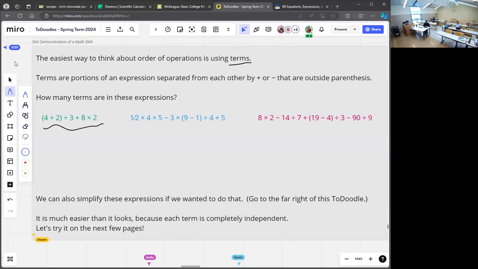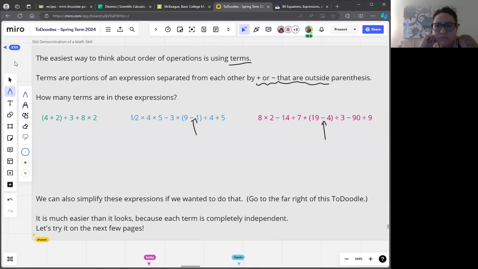Remember, all three of these things are expressions because they have no equal signs. If they had something like equals 5, then they'd be called an equation. But they don't, there's no equal signs anywhere on this page. So terms are parts of an expression, and they're separated by a plus or a minus that's outside the parentheses. There are sometimes plus or minuses inside parentheses, but that's not what we're talking about.